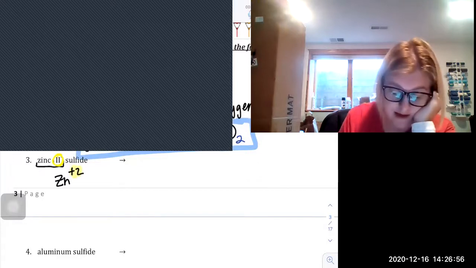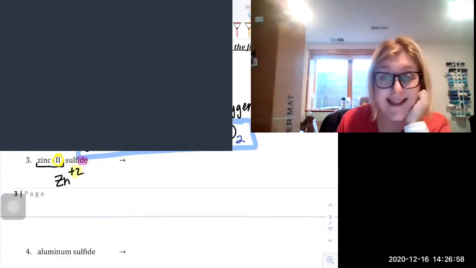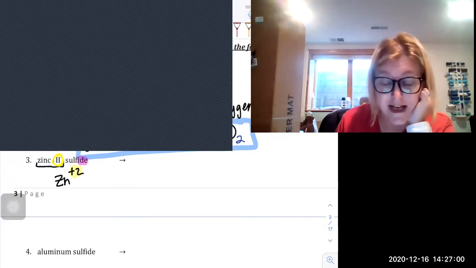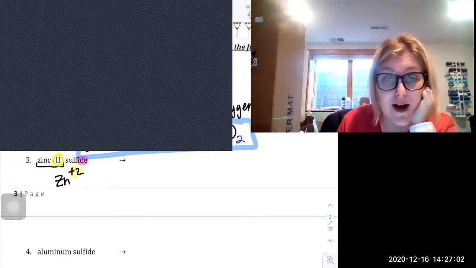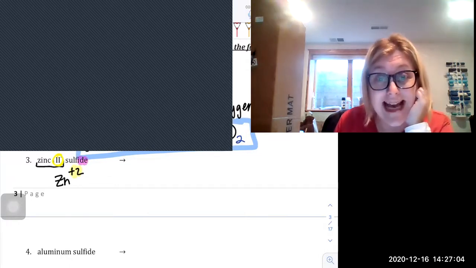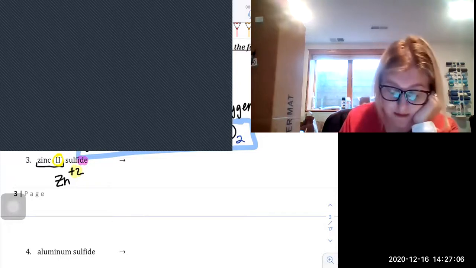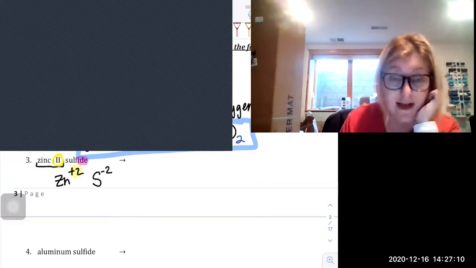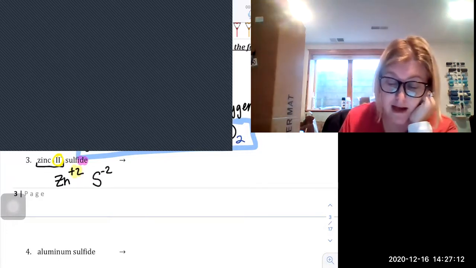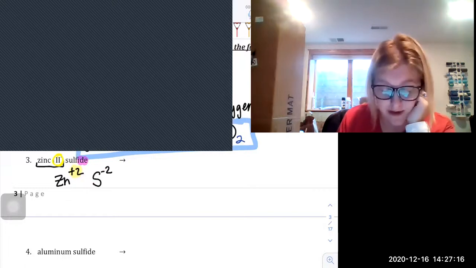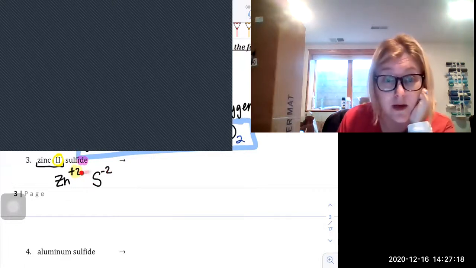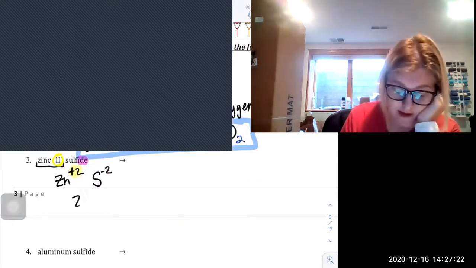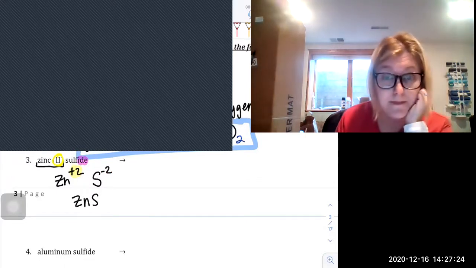Okay, moving on. Sulfide. It ends in IDE, sulfide, which means it's going to be on your periodic table as a non-metal. So I'm going to look up sulfide. Sulfide is S with a -2. Again, I look at these charges. I would crisscross charges, but in this case, I don't have to because they are direct opposites of one another and they cancel each other out. So my formula is ZnS.